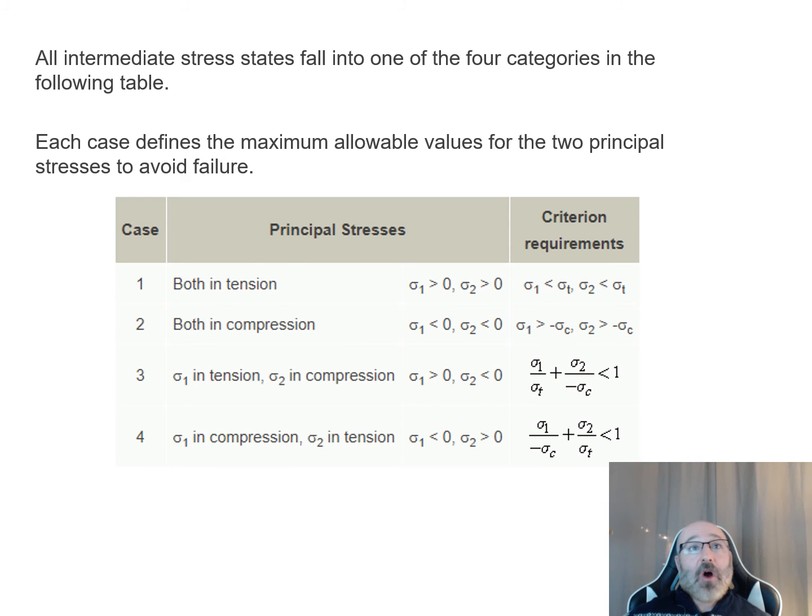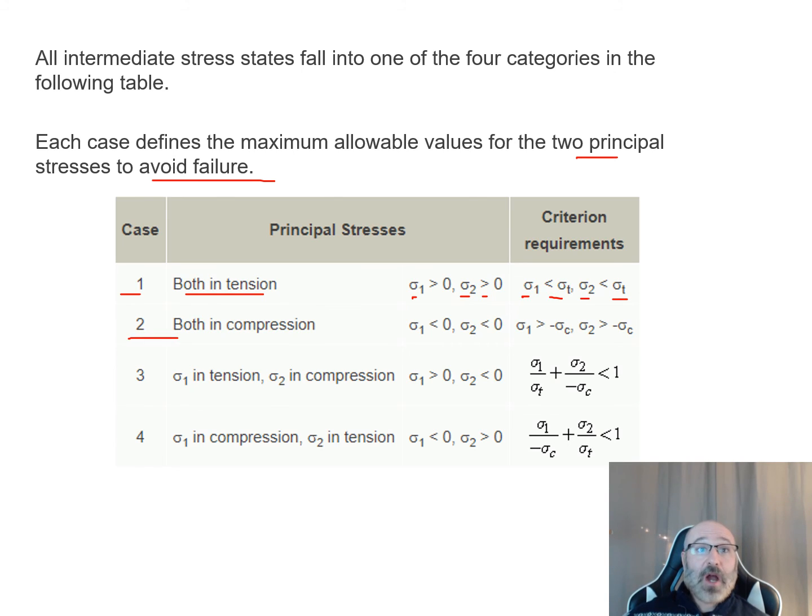Now, as we mentioned, all these intermediate stress states fall into one of the following 4 categories on this table below. Each of these 4 cases defines the maximum allowable value of the 2 principal stresses in order for us to avoid failure. So in case 1, both of them are in tension, so sigma 1 is greater than 0 and sigma 2 is greater than 0. In this case, sigma 1 is less than sigma sub t, and sigma 2 is less than sigma sub t as well.